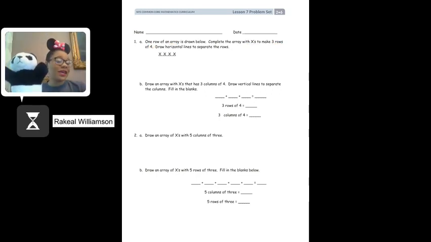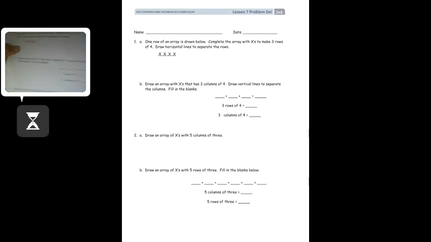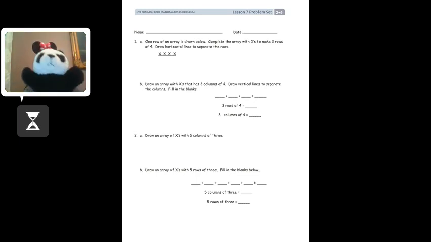All right, boys and girls, Kid Panda is going to read the next question, letter B, and then we're going to get started and draw our picture, okay? But remember, you're supposed to be using your problem set and drawing on your paper as well. So page 13, letter B. Letter B says, draw an array with X's that has 3 columns of 4. Draw vertical lines to separate the columns. Fill in the blanks. So in this question, we're going to be doing 3 columns of 4 X's. Make sure you grab your pencil and do this on your paper as well. You can take it from here, Miss Williamson.